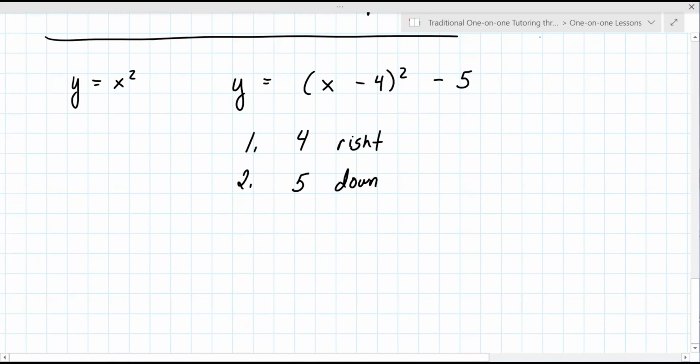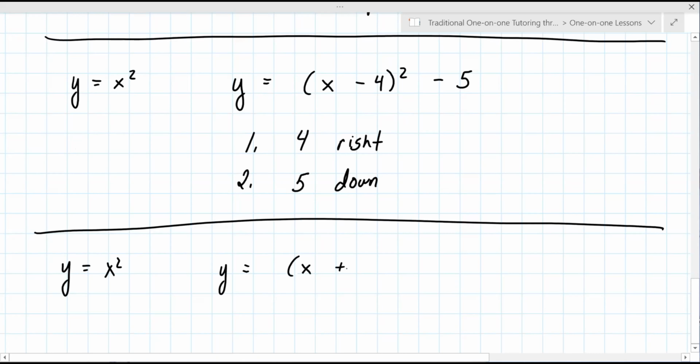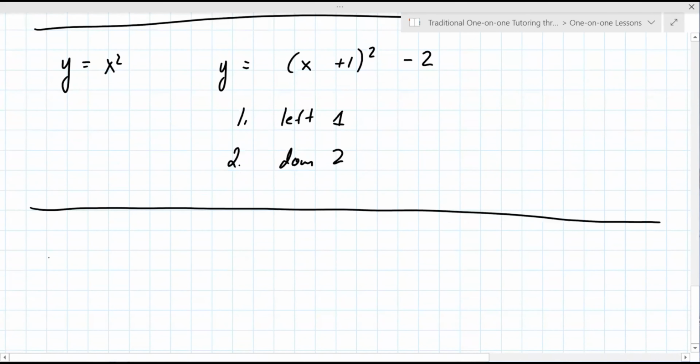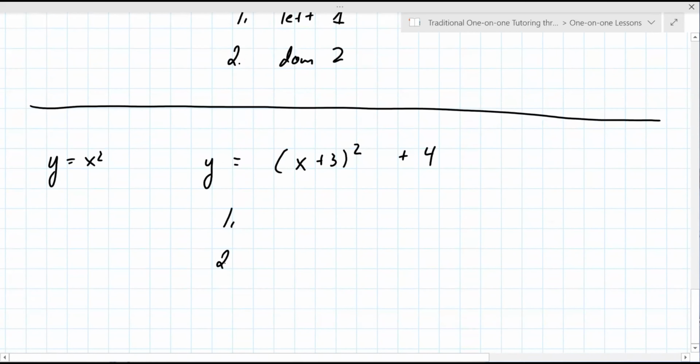y equals x squared, and let's say it's y equals (x plus 1) squared minus 2. X plus 1. Okay, it'll have to go to the left 1 and then down 2. Very good. Okay. And the next thing here, this is the last of the 4, is (x plus 3) squared plus 4. Okay, so it's going to move to the left 3 and then up 4. Yes, up 4. Very good.